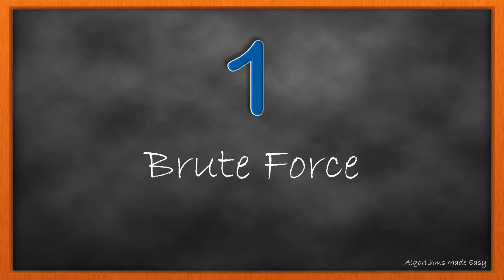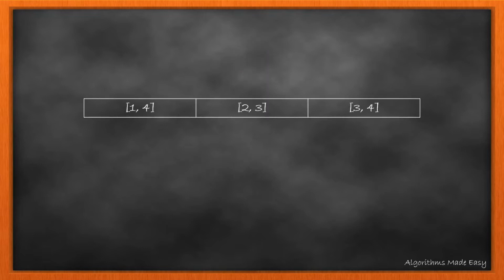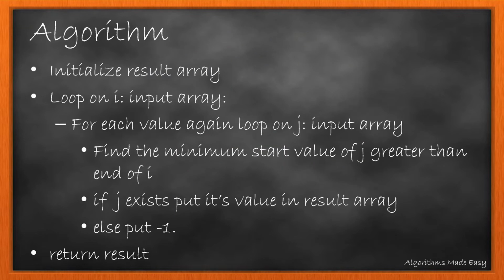Starting with the basic one, we'll use brute force and try finding the solution for each interval separately by iterating over the whole array. In the given example, brute force means to search in the whole array for the interval which satisfies the condition for each and every interval. The algorithm is straightforward. We loop on the input array and then for each interval again loop on the array to find the right interval. If it exists, we add it in the result, else we put -1. At the end we return result.